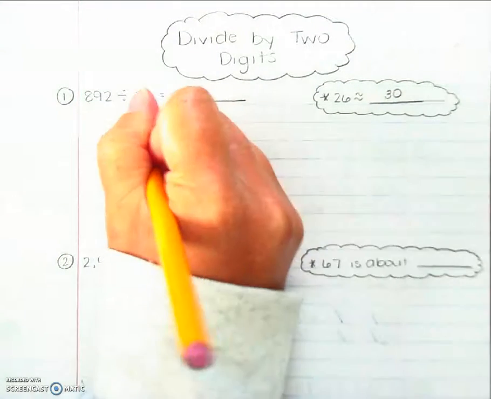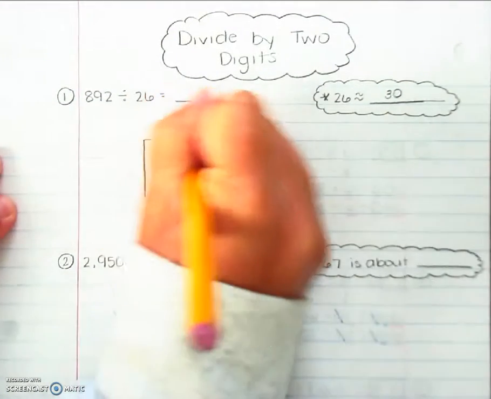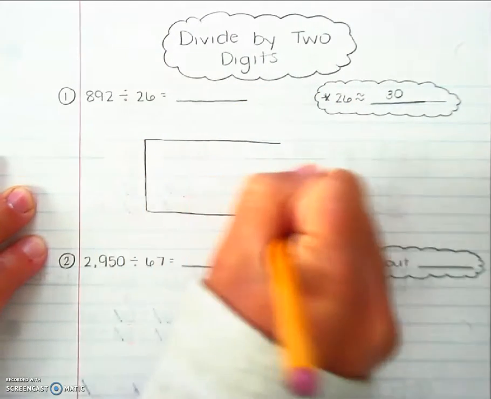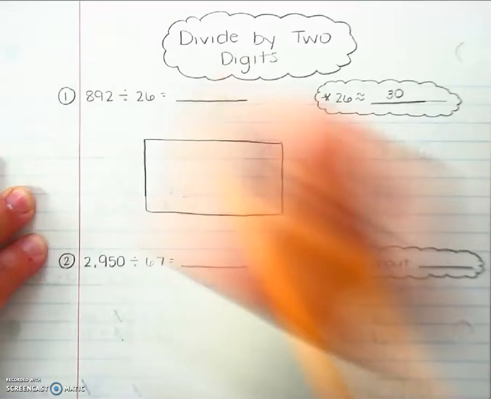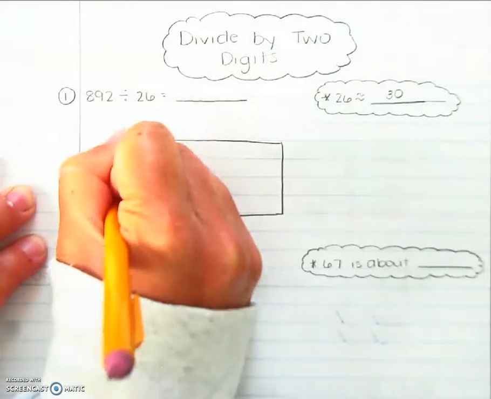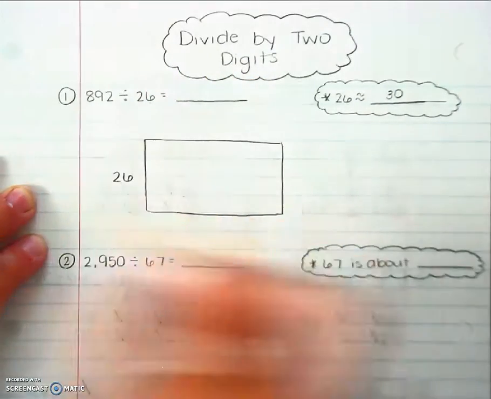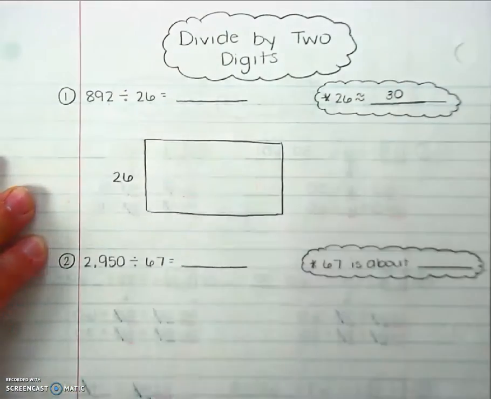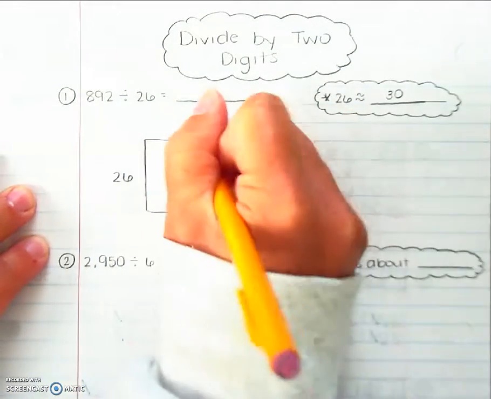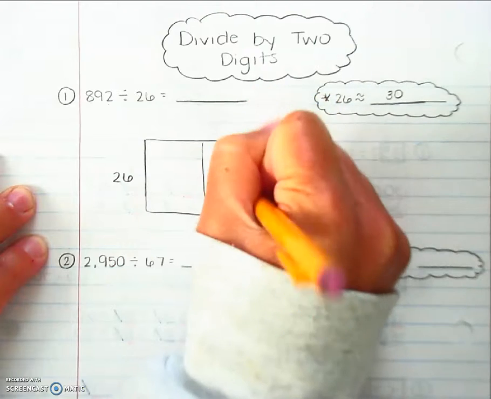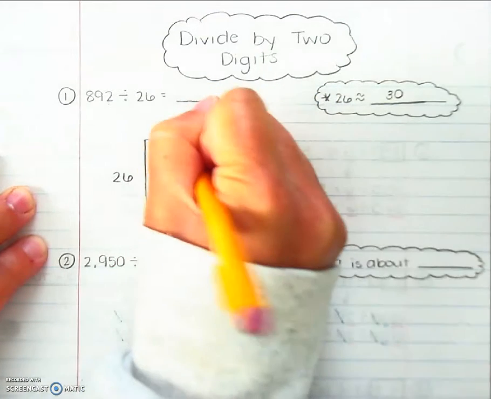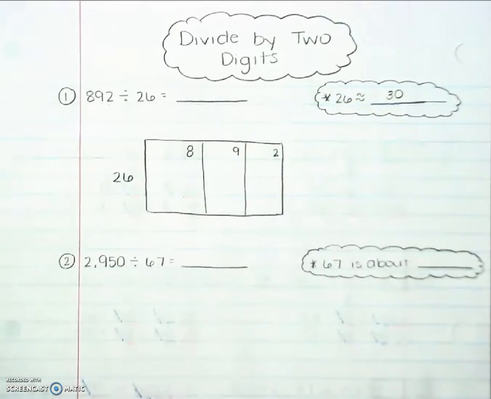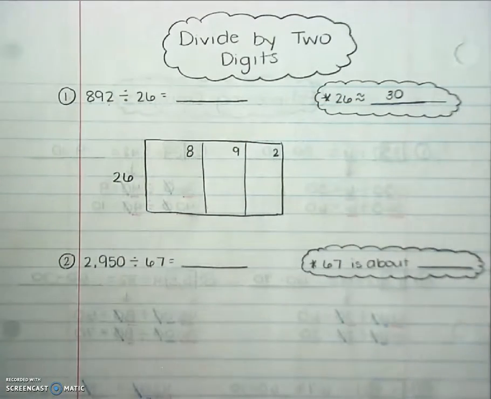I'm going to start this first example by using the box method. The box method, remember, is you draw a rectangle in the middle of your page. Your divisor, in this case the 26, goes on the outside. Your rectangle is split into the same number of columns as there are digits in your dividend. Since this is a three-digit number, I need 3 columns. I'm going to put the digits 8, 9, and 2 all the way to the right-hand side of each column.